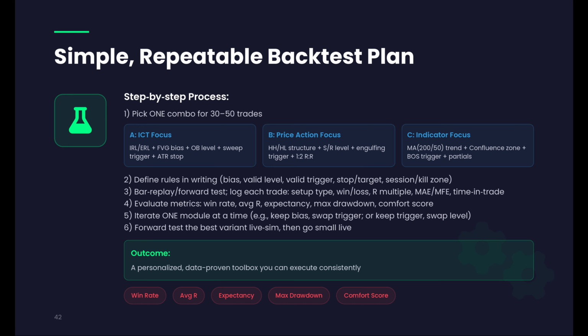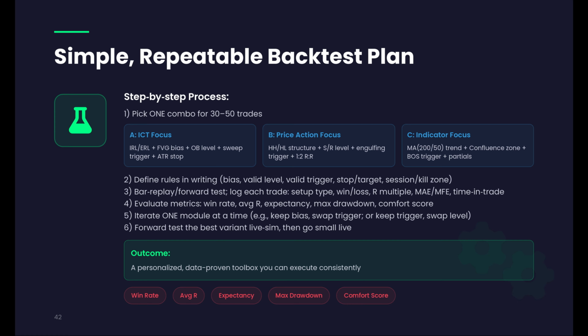How will you set stops and targets? If structure-based, beyond which specific structure? If ATR-based, how many ATR units? If fixed risk-reward, what exact ratio? Define everything before you begin testing. Step 3. Forward test or bar replay and meticulously log each trade. Use historical data with bar replay software or forward test on a demo account.